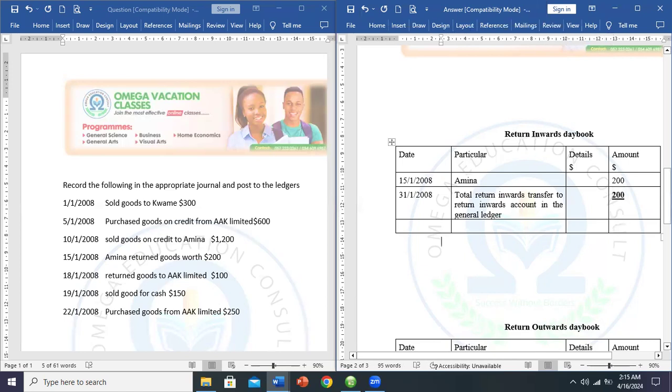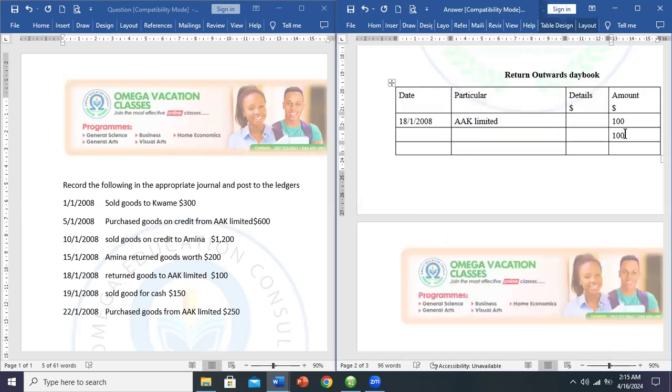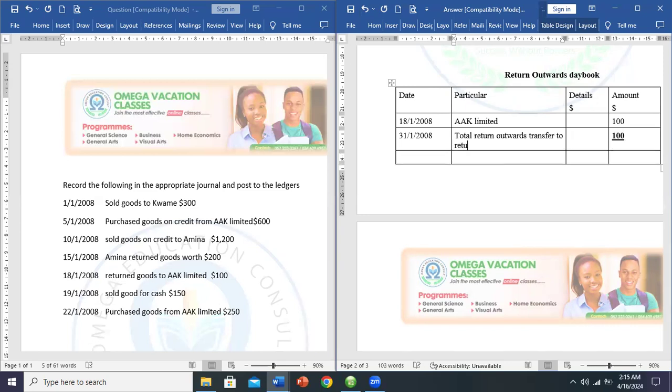And finally, the return out, which also has a total of 100. 31st January 2008. Total return out was transferred to the return out account in the general ledger.